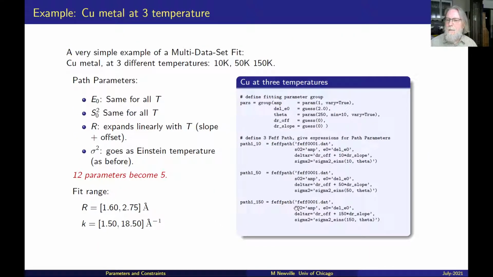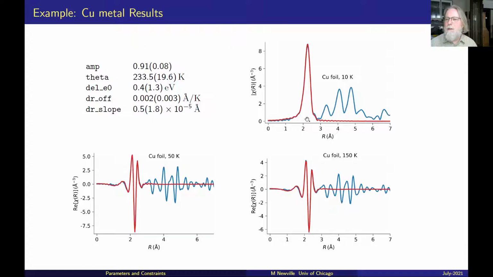And we can set that up. The whole script isn't here, but it's available if you're interested in the examples. And we'll guess that the theta parameter is around 250 degrees Kelvin. And when we do this fit, we get fits here, the amplitude, but then the real parts for 50 and 150 Kelvin data. The fits are very good.